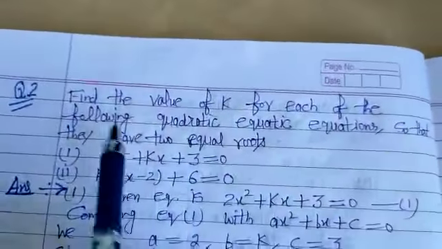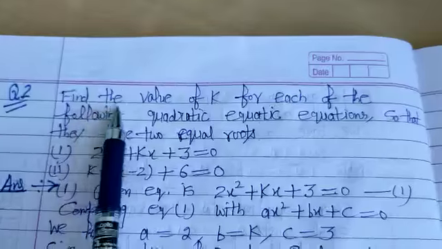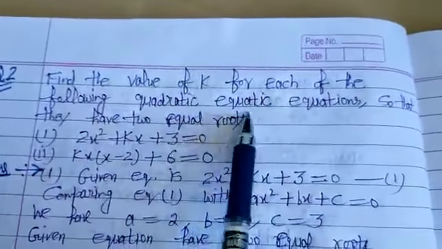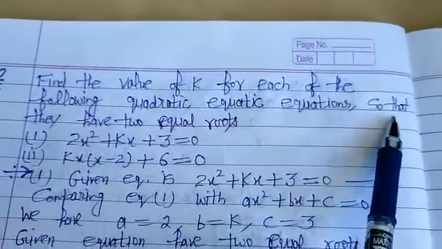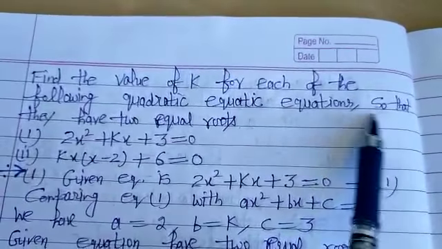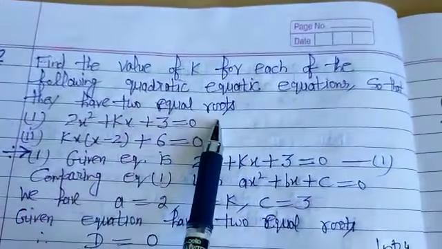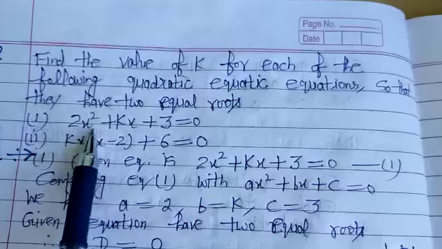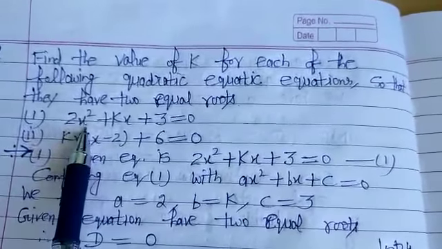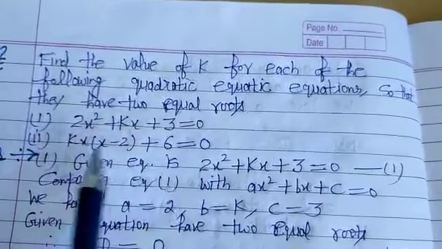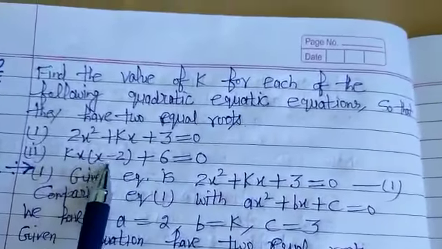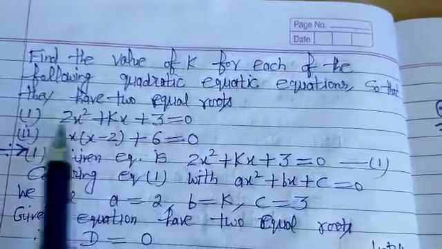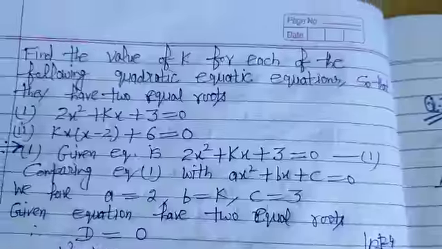Now come to question number 2. The question is: find the value of k for each of the following quadratic equations so that they have equal roots. So this question has two parts. The first part is 2x square plus kx plus 3 is equal to 0, and the second part is kx into x minus 2 plus 6 is equal to 0. So let's take the first part.